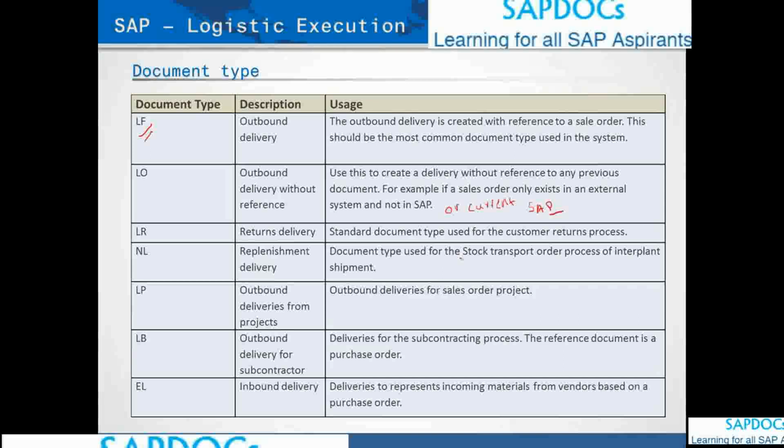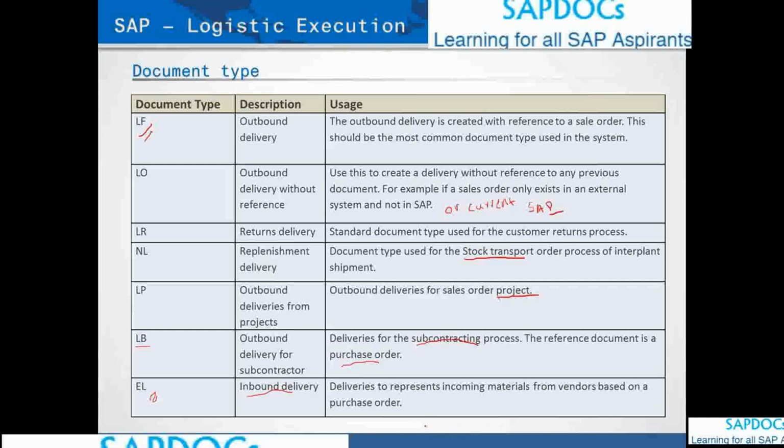Then we have document type NL, which is a replenishment from a stock transport order. We have document type LP, which is from projects. We have LB, which is from the subcontracting process, and we'll have a look at that in a separate lecture, and it's from a purchase order. And finally we have the inbound document type EL, which is an inbound delivery that represents the incoming materials from a purchase order.